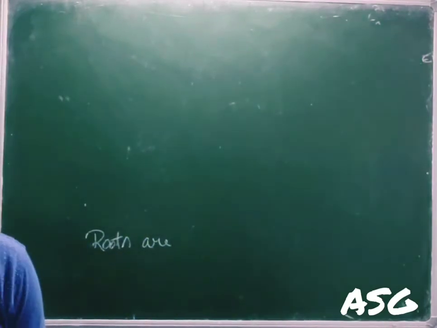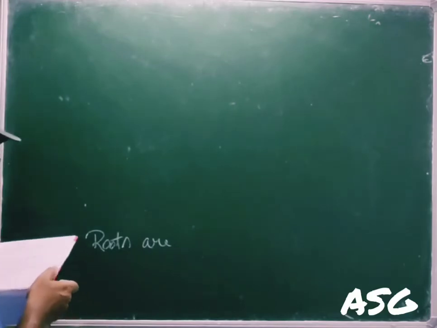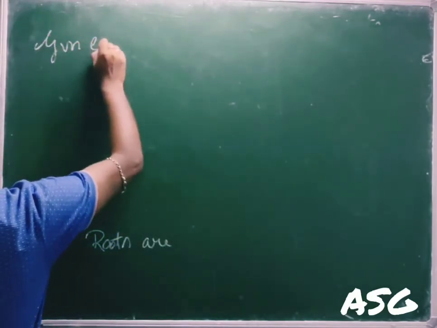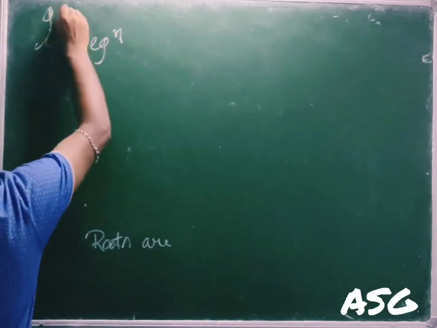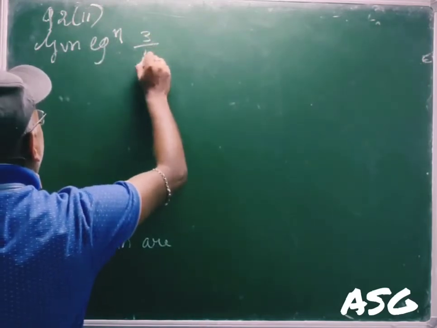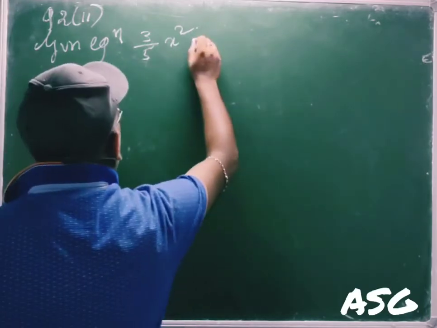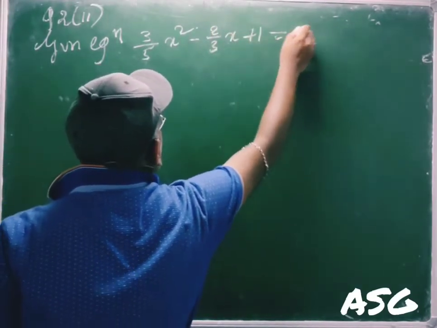Next sum, again, to find the nature of the roots. Let me directly start with the sum. Given equation, this is question number 2, Roman 2. Given equation 3 by 5 x square minus 2 by 3x plus 1 equal to 0.